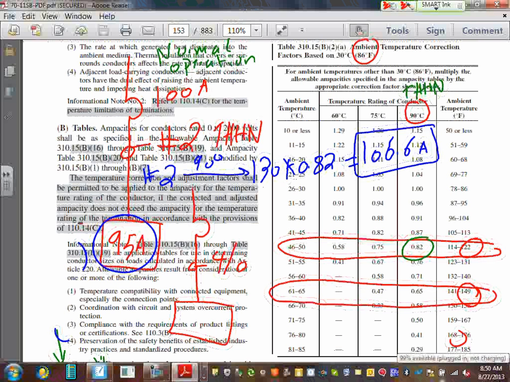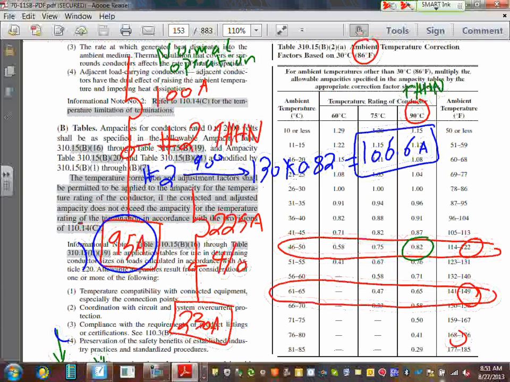So I can have 230 amp, and my overcurrent protection device can be 225 amp, not to exceed, okay? 225 amp, 230. That's under normal operating condition. Normal operating condition, when no derating, nothing.